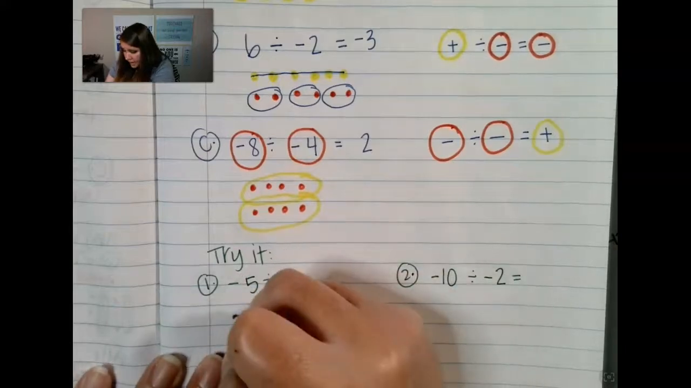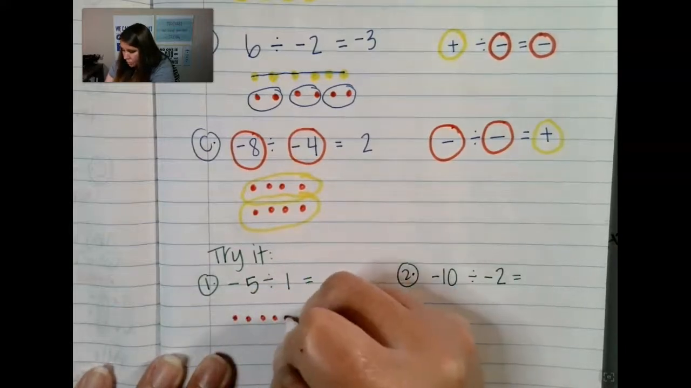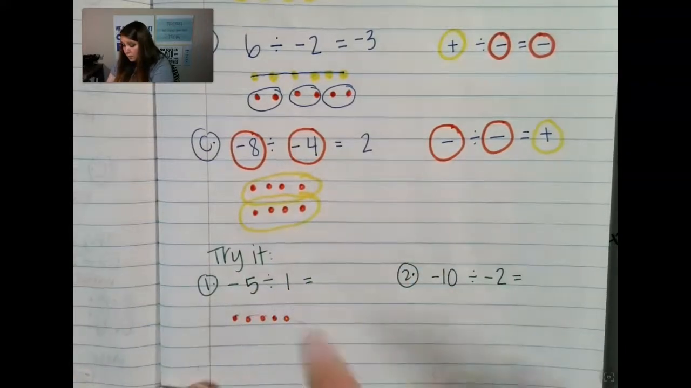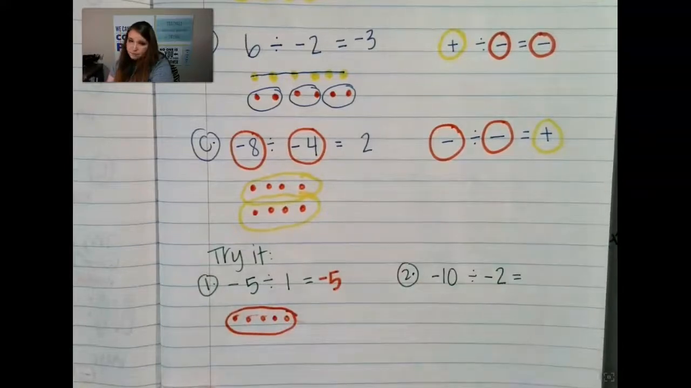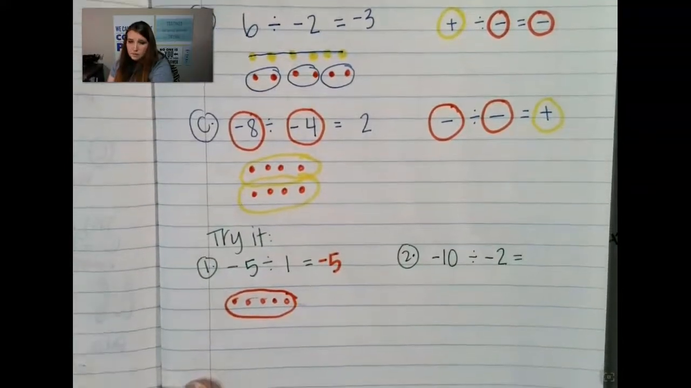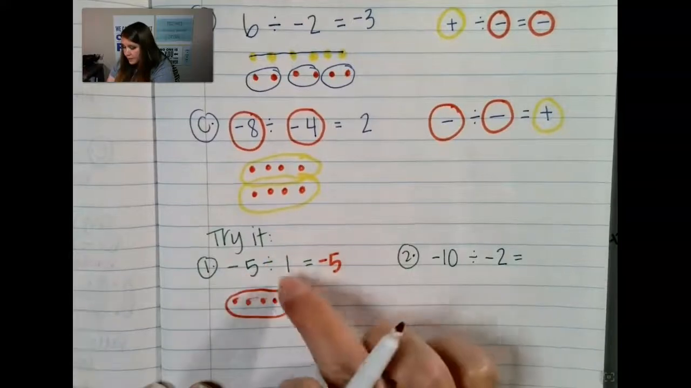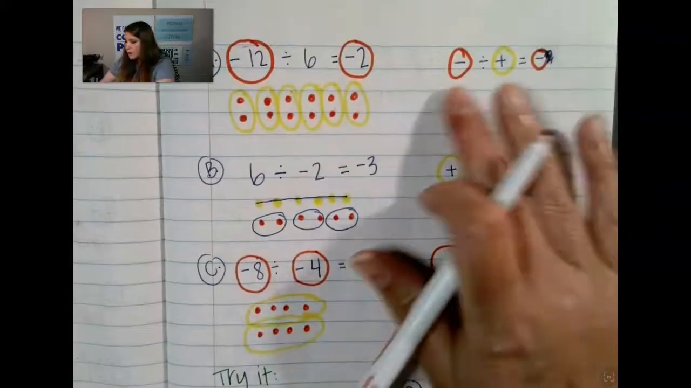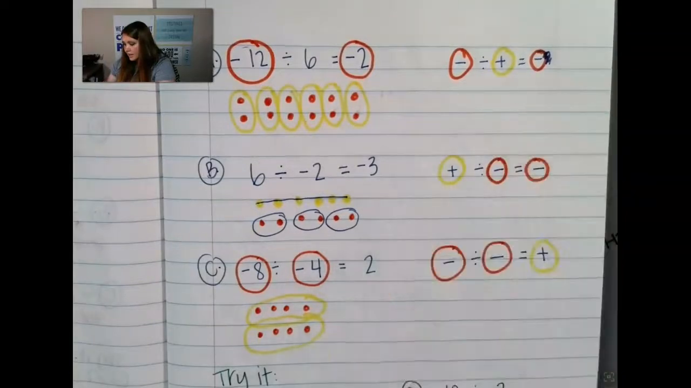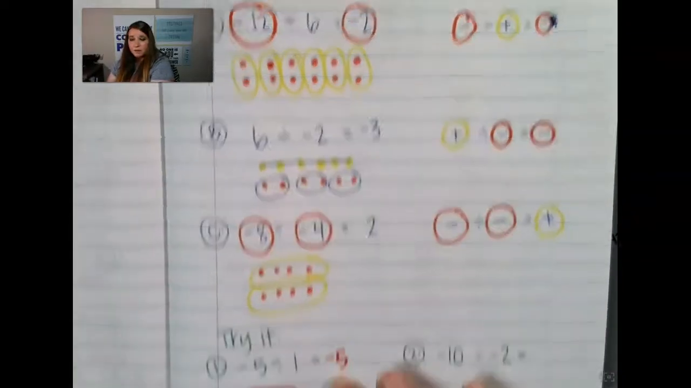So this one says I have negative 5 and I want to divide this into one group of negative 5. And so I get a negative 5. That one was cheating. All right, we've got a negative divided by a positive. So I look up here on my rules. I have a negative divided by a positive, I should get a negative, and bam, I've got a negative.